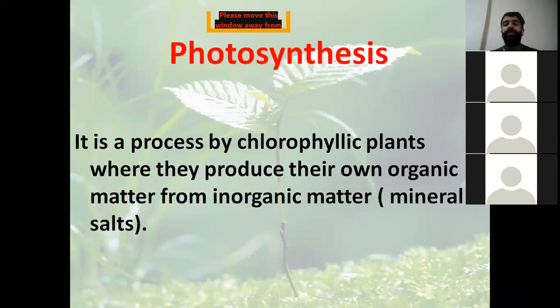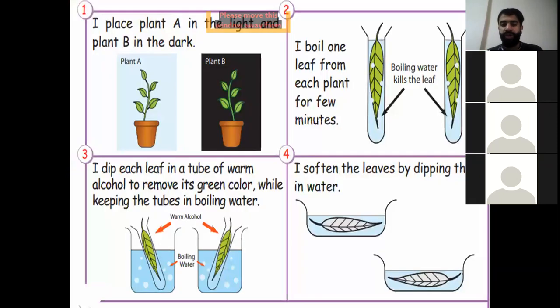Photosynthesis is the process where the chlorophyll plants, the green plants, can produce their own food, their own organic matter. This food is organic and they produce it from inorganic matter, for example, the mineral salts. So chlorophyll plants perform photosynthesis, they produce their own food, and this food is organic matter made from and using inorganic mineral salts.